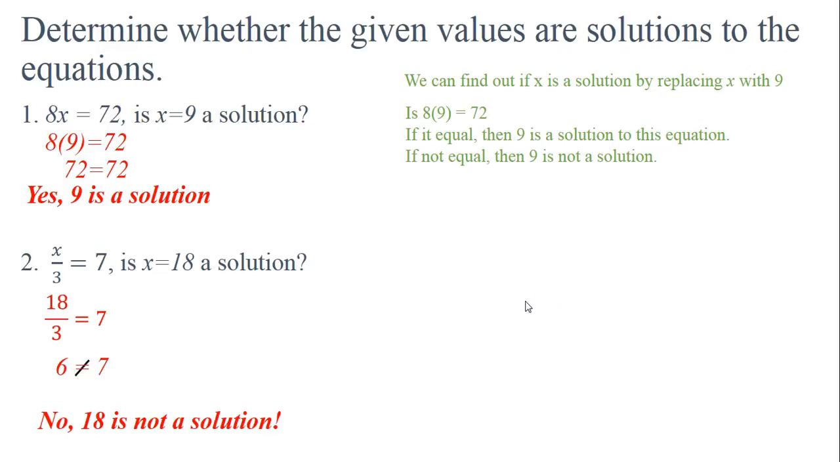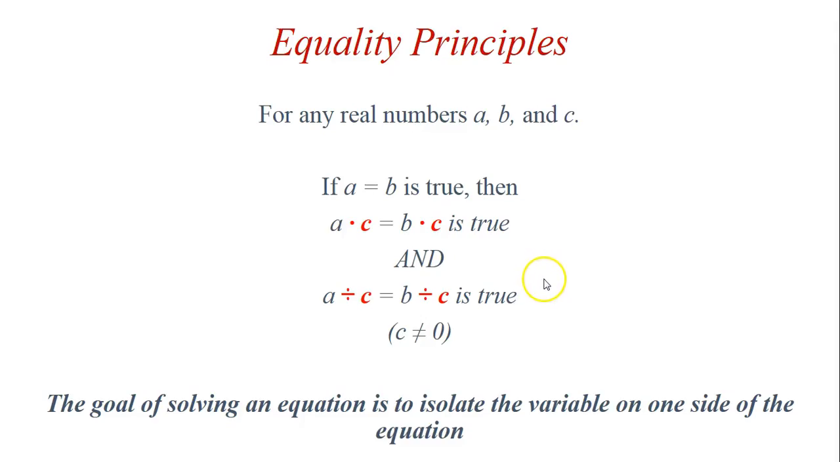Let's talk about the equality principles quickly. For any real numbers a, b, and c, if we know that a and b are equal to each other, so if a equals b is true, then a times c is equal to b times c as well. So if we multiply both a and b by the same number, and the same thing goes for division, a divided by c is equal to b divided by c, if we divide by the same number, as long as c does not equal 0.